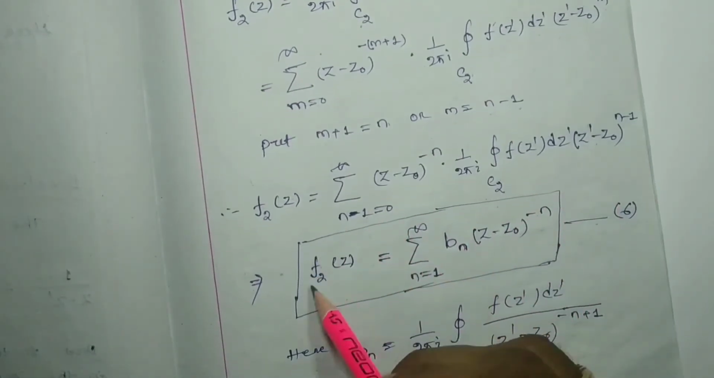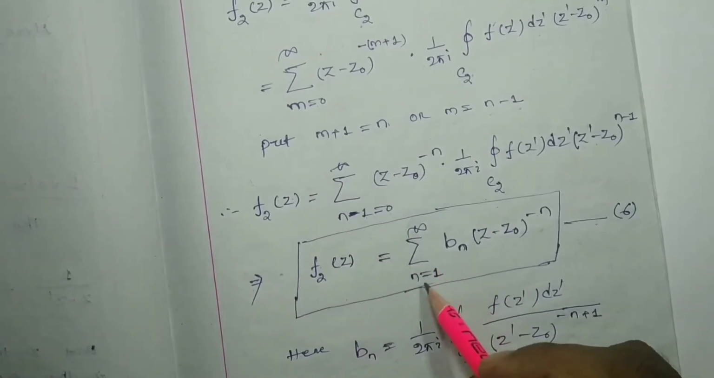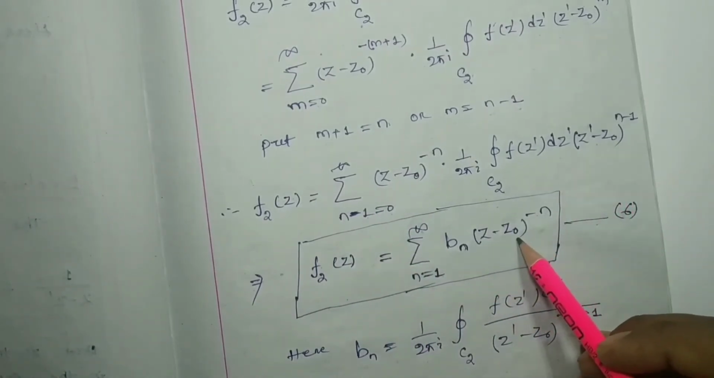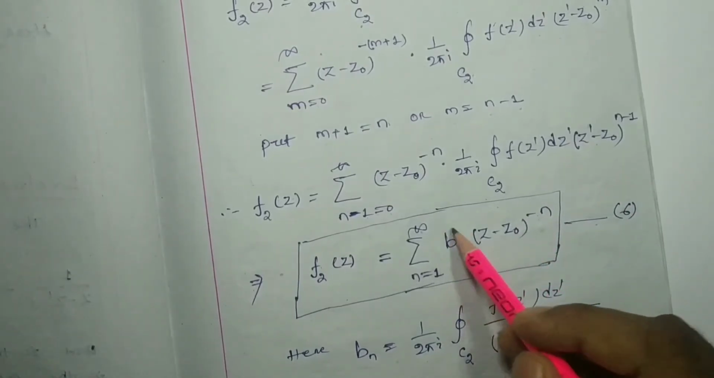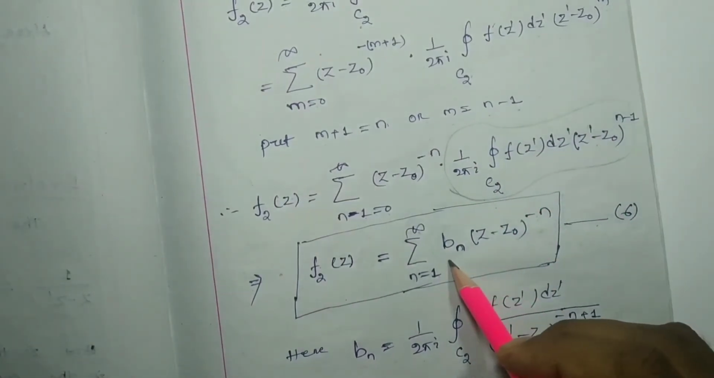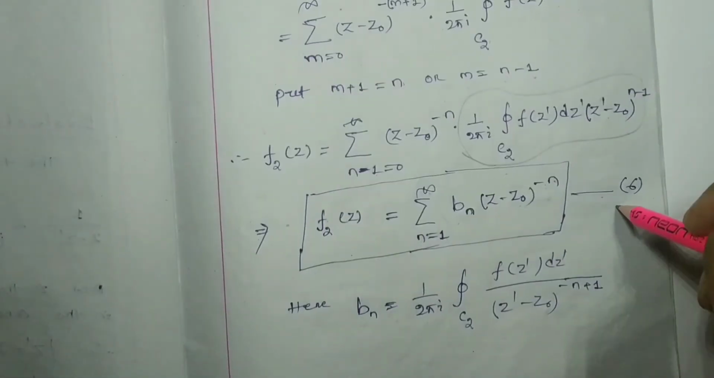So f2(z) will be summation over n equal to 1. See, n minus 1 equal to 0, that means n equal to 1 to infinity, bn (z minus z0) to the power minus n. So bn means this much. This whole is called bn. And this is your (z minus z0) to the power minus n. Let this be equation number 6.